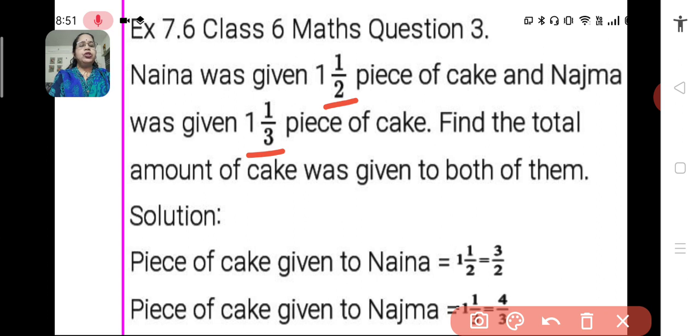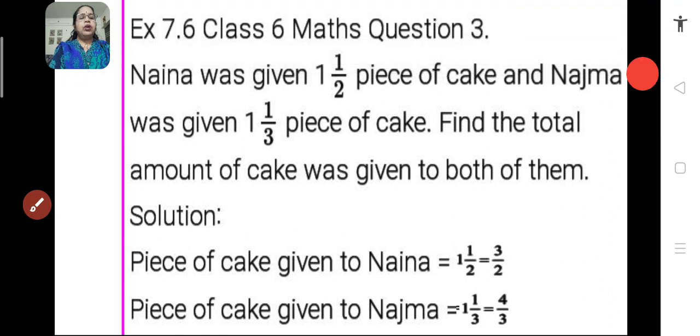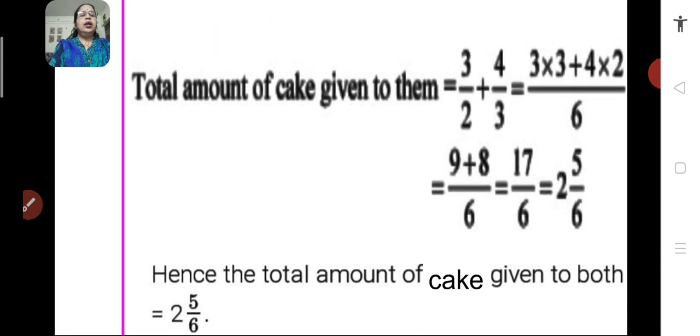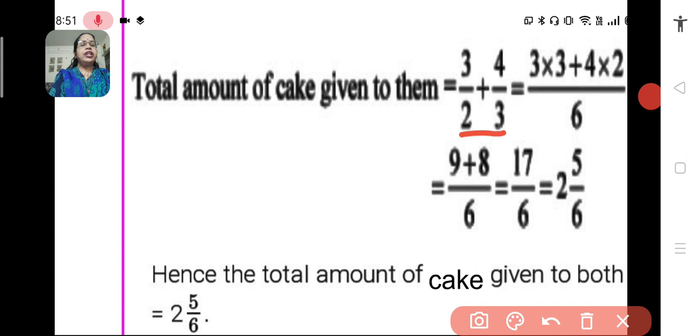Piece of cake given to Naina is 1 1 upon 2. So it becomes 3 upon 2, 2 ones are 2 plus 1, 3 upon 2. And the piece of cake given to Najma, 1 1 upon 3, means it is 4 upon 3. Now total amount of cake given to them is 3 upon 2 plus 4 upon 3, isn't it? But these two are unlike fractions.